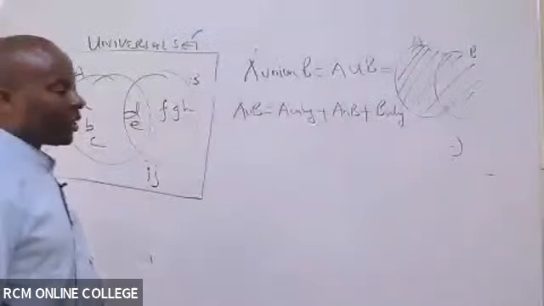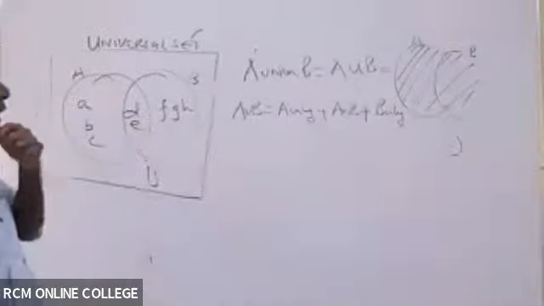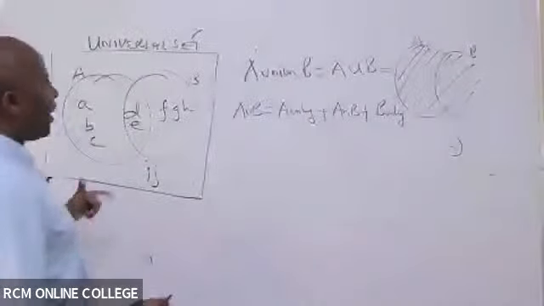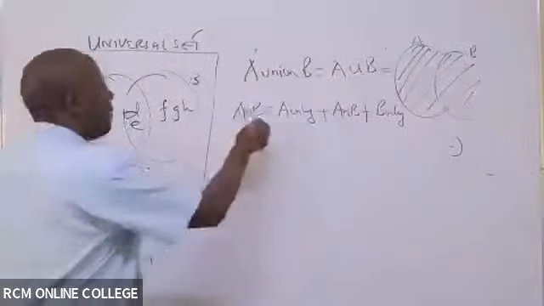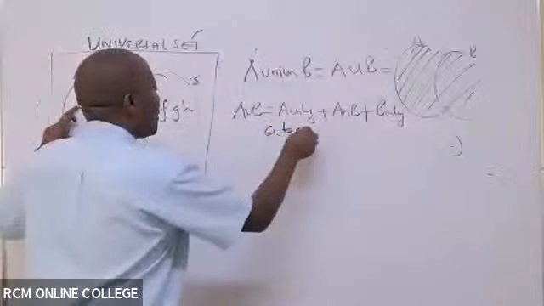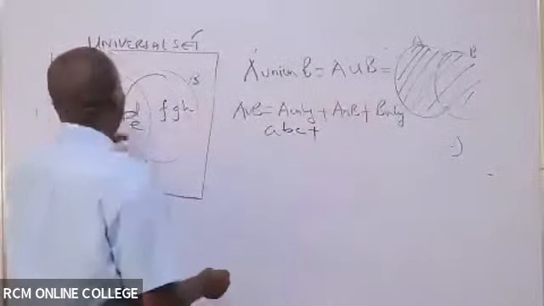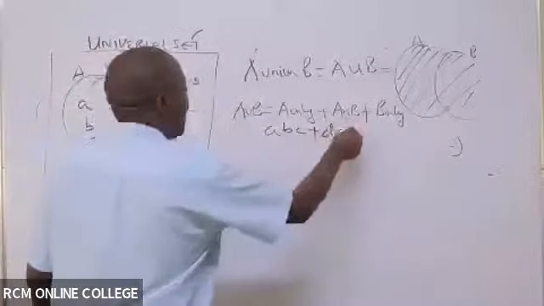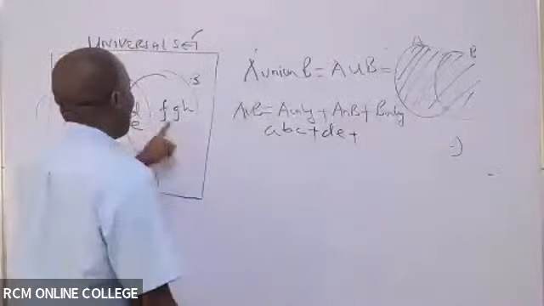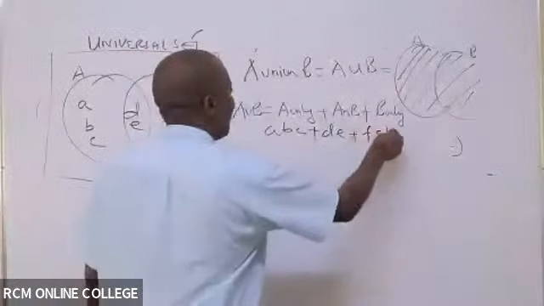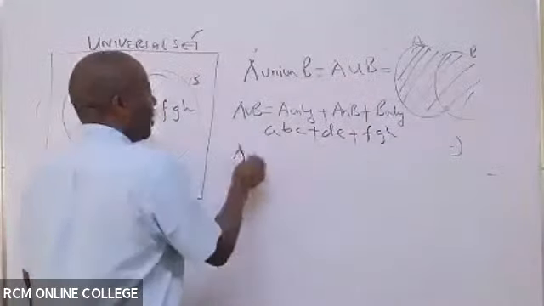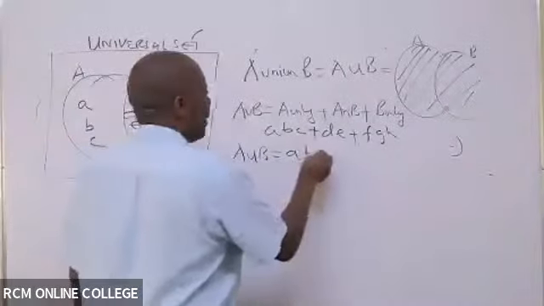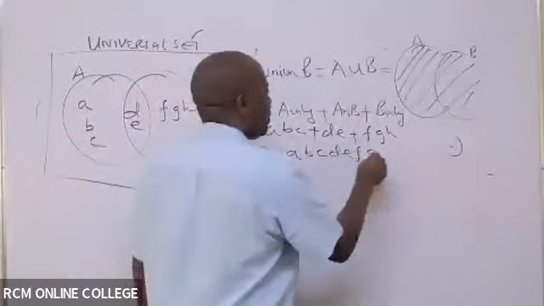Here you take up everything there. So we have A only, which is ABC. Plus in this case, A and B, which is the intersection, so this is DE. Plus B only, which is FGH. So basically A union B will be equal to ABCDEFGH.